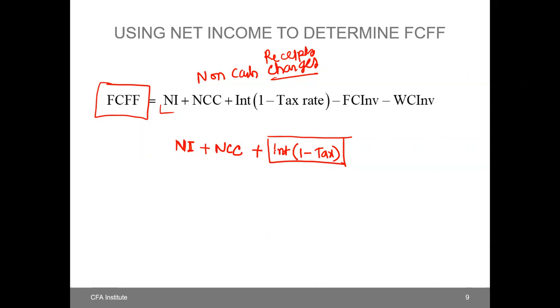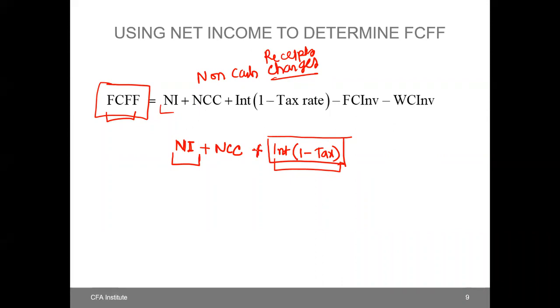So why are we adding back? Because the interest expense has been subtracted to get the net income. So we are estimating the free cash flow to the firm as a proxy of cash flow which will be available for all capital providers. Okay, so we have accounted for cash flow which is available for equity holders. Now we have to account for cash flows available for the debt holders, right? So that's why you have added back.